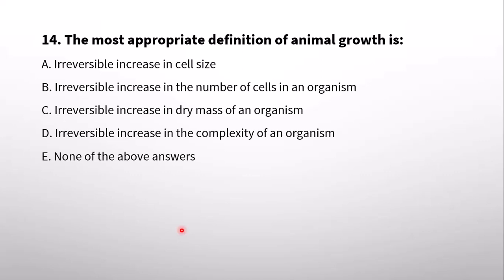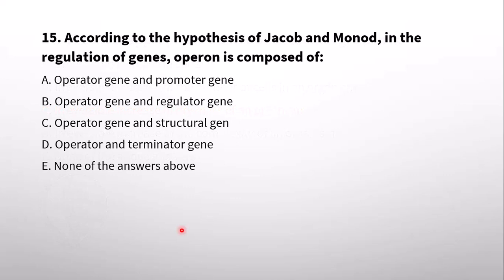The 14th, the most appropriate definition of animal growth is irreversible increase in dry mass of an organism. Yes, that's C. A, irreversible increase in cell size. Well, yes, it's a subset of irreversible increase in the dry mass. And B, irreversible increase in the number of cells. So growth occurs either by increasing the sizes of the cells or the number of the cells. So A and B are subsets of C. That's why we go with C.